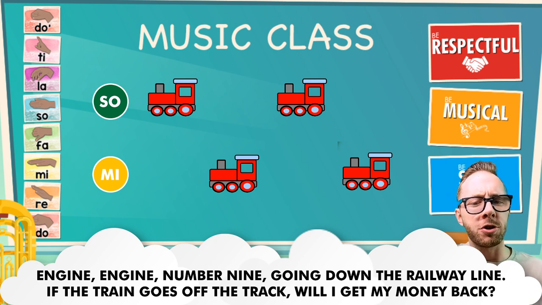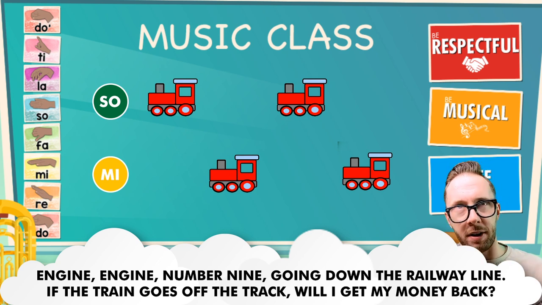I'm looking at the trains right now, and I notice that some trains are up on the So part of the board and some trains are down on the Me part of the board. So if I were to sing the pattern that I see on the board, I would sing it like this. So, me, so, me. I read from left to right like I'm reading a book, but I go up and down between the So and Me, all right?